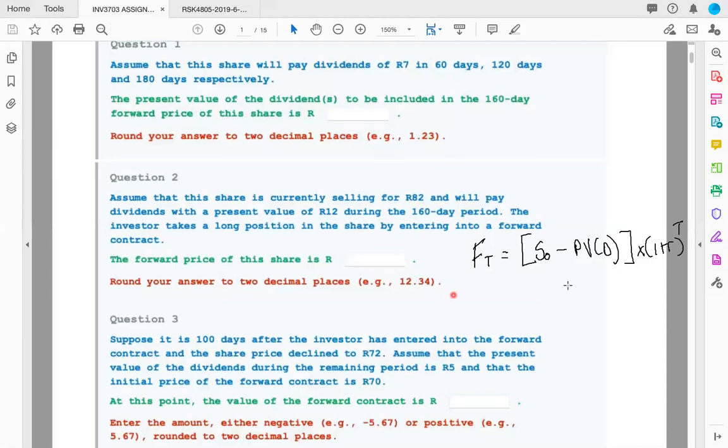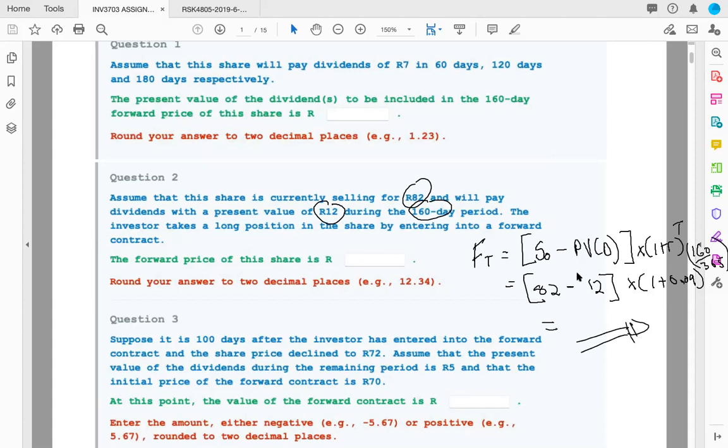Okay, so in our case, it's just a matter of substituting in everything carefully. The share is currently selling for 82 Rand. The present value of our dividends is 12. The risk-free rate is 9%. And our contract expires in 160 days. To the power, so it's 1 plus 0.09 to the power 160 over 365. So this is what we want to calculate. You can put the recording on pause. Try to see if you can put this into your calculator and then check the answer you get. And then after that, we'll go to the calculator to see if you get the right answer.